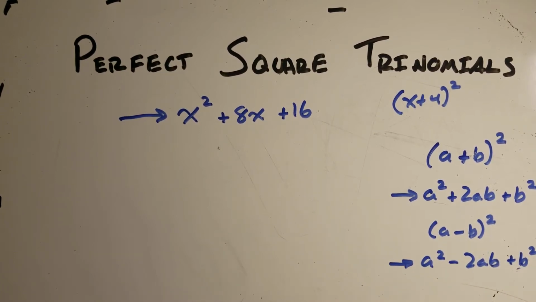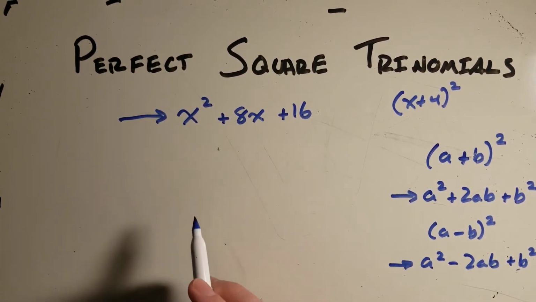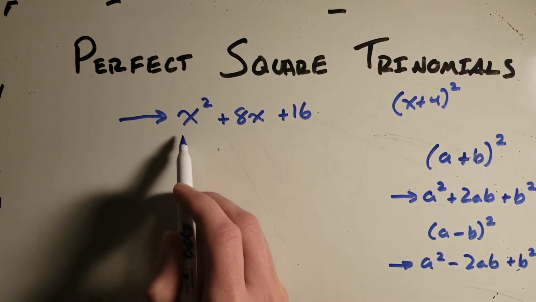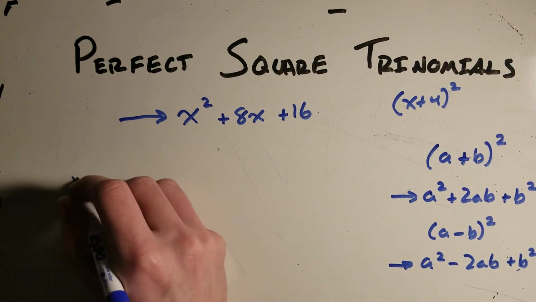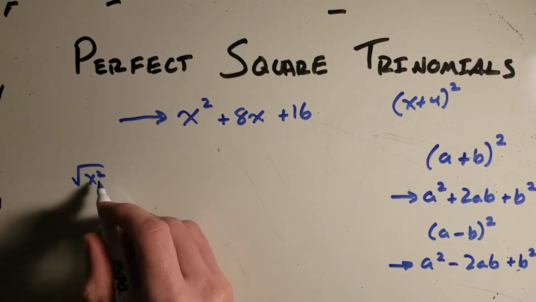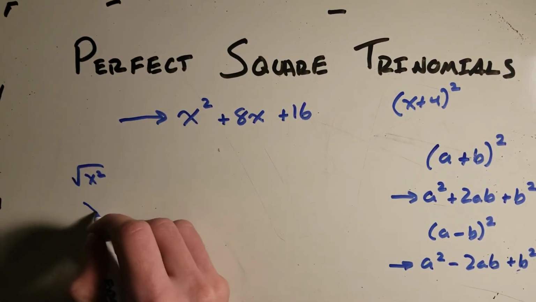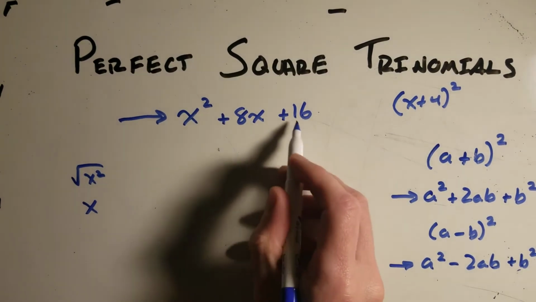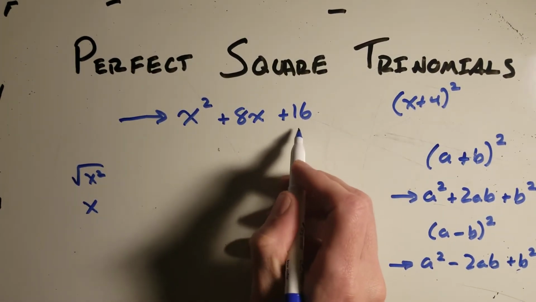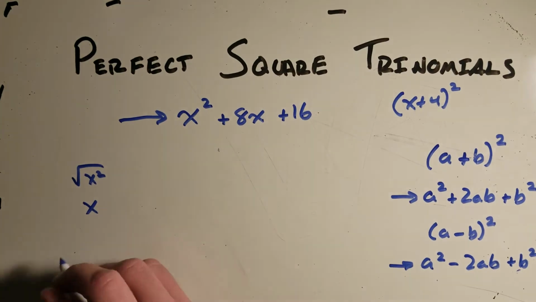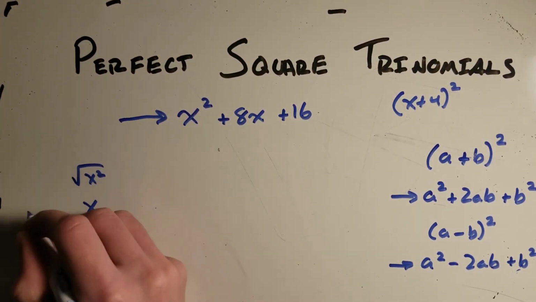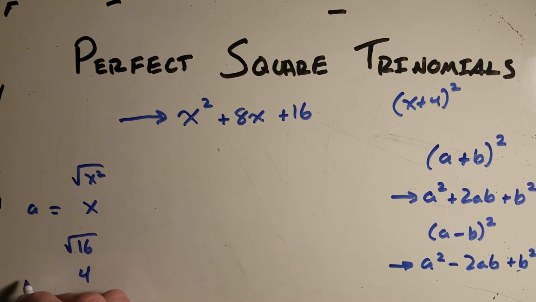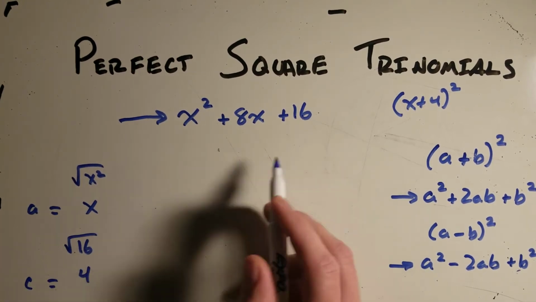So what you have to do is, you have to take your first term, and you have to say, is this a perfect square? So, can you take the square root of x squared? Well, you can. This is a perfect square. It would be x. Then you look to your last term here. Is this a perfect square? Well, can you take the square root of 16? Yes, it is 4.